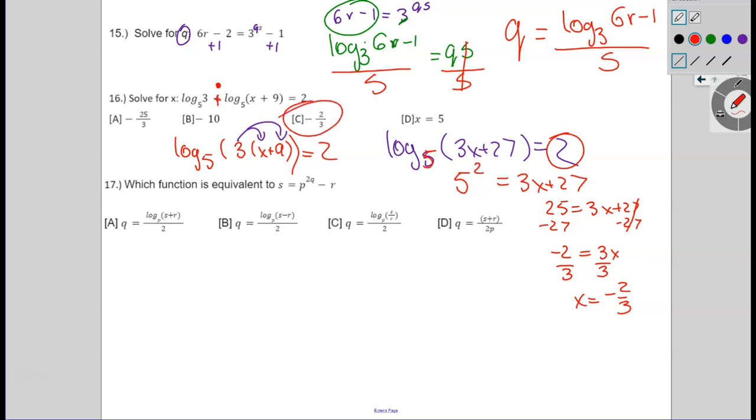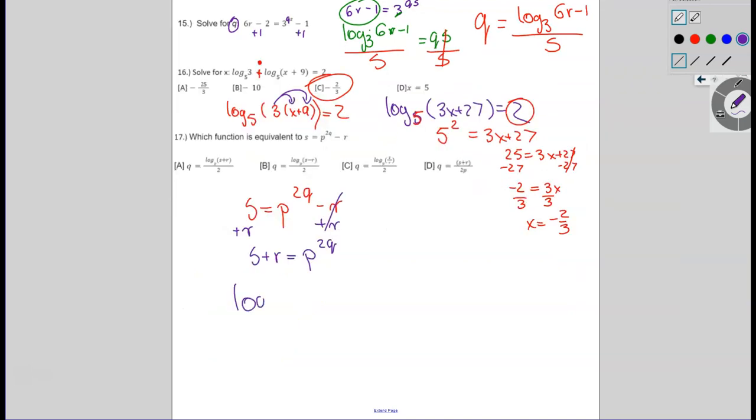And then the last question. All right, sounds like we are solving for Q again. So I got S equals P raised to a 2Q minus R. Again, this is an exponential function, so I'm going to turn it into a log. Okay, so I first need to get rid of the R, so the exponent is by itself. Okay, so I'm adding R to both sides. So S plus R now will equal P raised to a 2Q. Now I can turn it into a log.